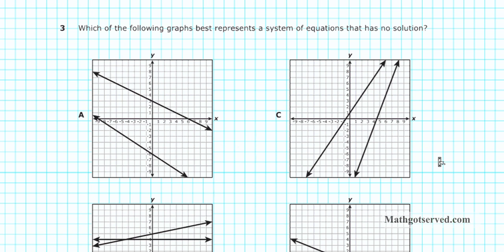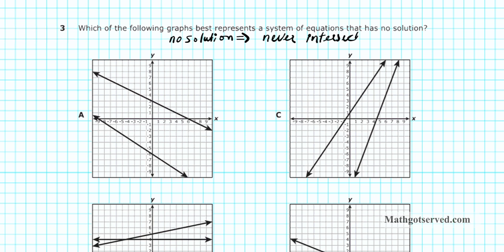All right, let's take a look at question number 3. It says, which of the following graphs best represents a system of equations that has no solution? So what does it mean for a system represented graphically to have no solution? It has no solution if the two lines never intersect. So no solution basically means that the two lines never intersect.